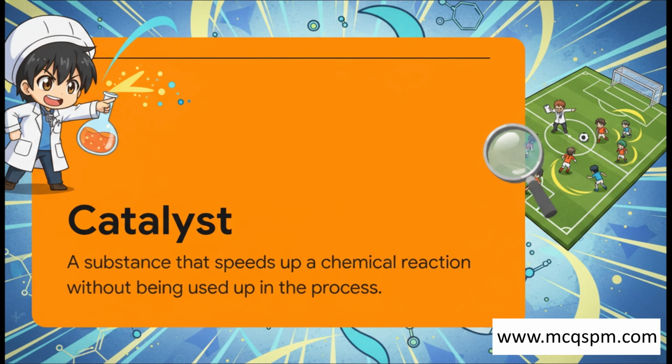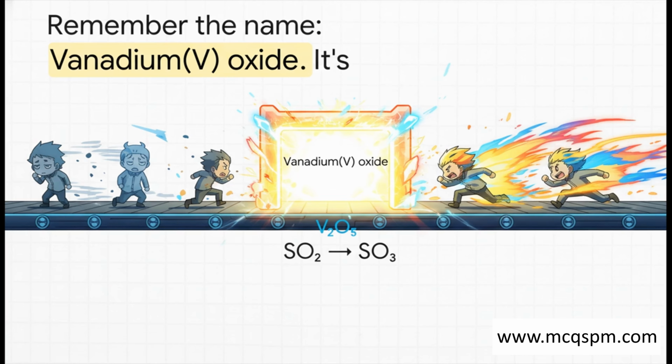It's kind of like a coach who helps the team win the game but isn't actually on the field playing. And the MVP for the contact process, and this is a name you absolutely must memorize, is vanadium 5 oxide. Seriously, write it down. Say it out loud. Its one and only job is to speed up that one critical step, turning sulfur dioxide into sulfur trioxide. I can almost guarantee you'll see this on your exam.